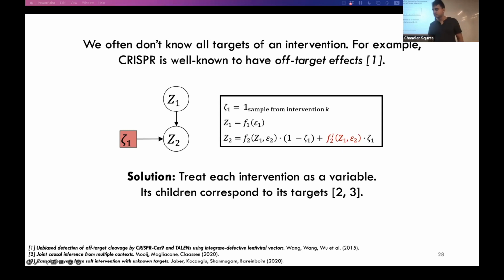So one solution to this problem, which seems too nice and simple at first glance, but actually works out, is to just treat the interventions as additional variables. If we treat it as a binary 0-1 variable, we'll introduce this zeta 1 to say that this is a sample, say from intervention 1. Then we can write down a structural causal model now involving 3 variables, where this second variable takes on the causal mechanism associated with the observational setting if zeta 1 is equal to 0, and the causal mechanism associated with the interventional setting if zeta 1 equals 1. And the interpretation here is that the children of the intervention variable are going to correspond to the targets of the intervention. So the places where we need it to show up in the structural causal model.